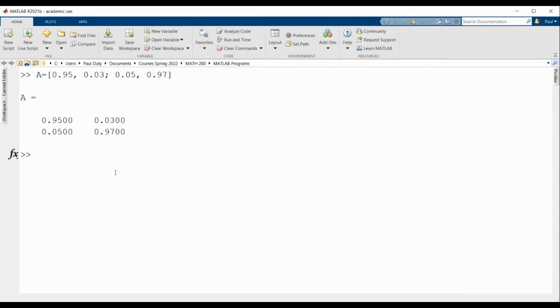Okay, so here is my matrix. And actually, that matrix is the same matrix as we did in section 4.9 with the Markov chain, the migration matrix example. So what I'm going to do is type in this command.